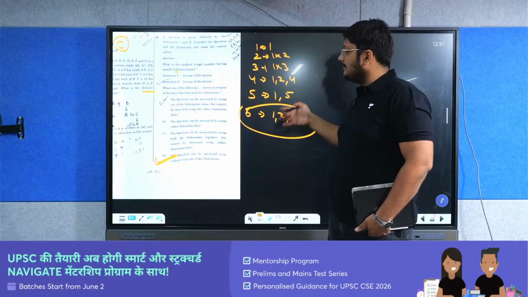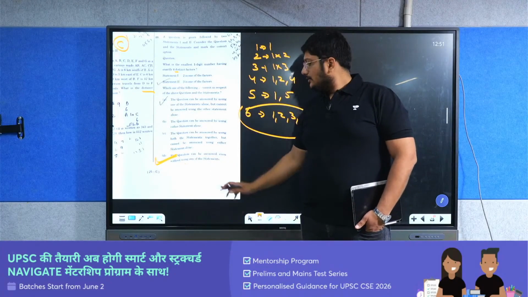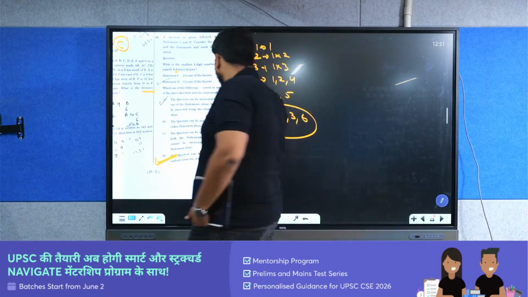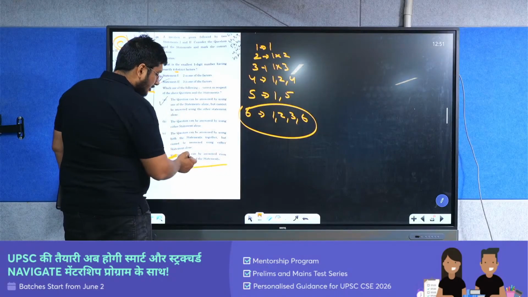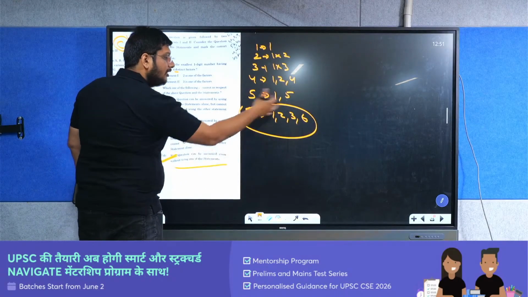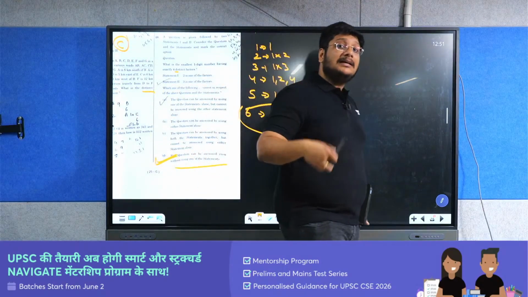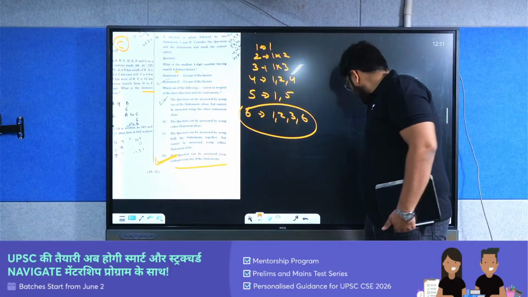I can find it like this. Why do I need statement 1 or statement 2 in my answers? This is something newly introduced this time: the question can be answered even without using any of the statements. Generally the option is that the question cannot be answered even after using both the statements, but now UPSC has changed this option. Clear? Next.